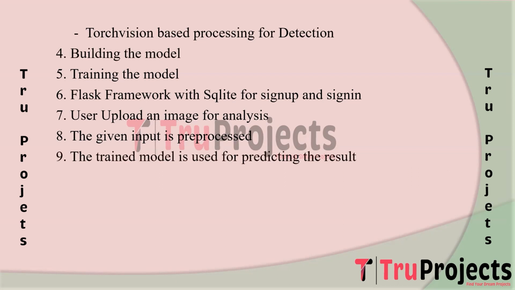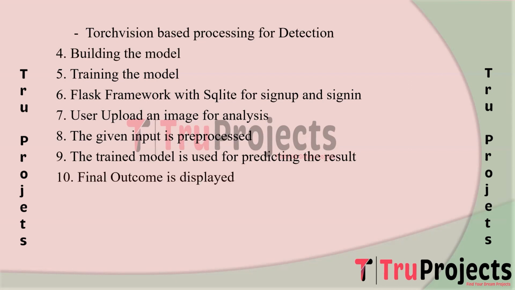The trained model is used for predicting the result. The pre-processed input is passed through the trained lightweight EfficientNetB3 model. The model applies learned patterns and features to predict whether the uploaded image contains leukemia white blood cells or not.